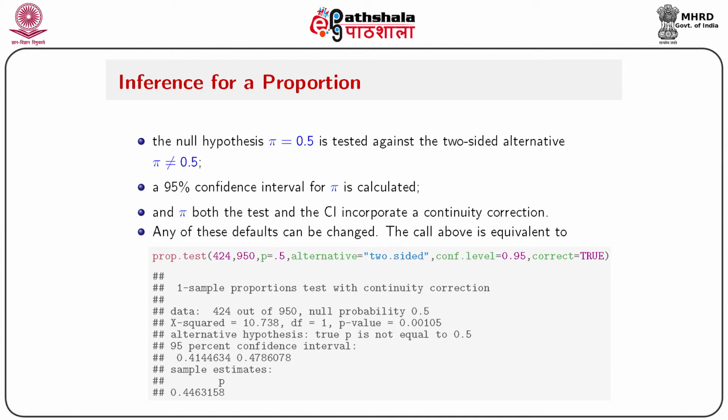For example, I'm just setting p equals 0.5, alternative is two-sided, confidence level is 0.95, and continuity correction is true. If it is true, there would be continuity correction, but if you pass continuity correction as false, then it won't apply the continuity correction. So the results would be displayed without continuity correction.